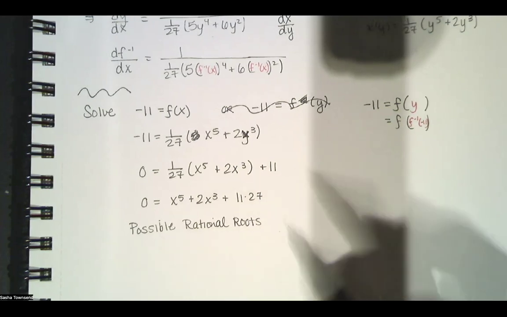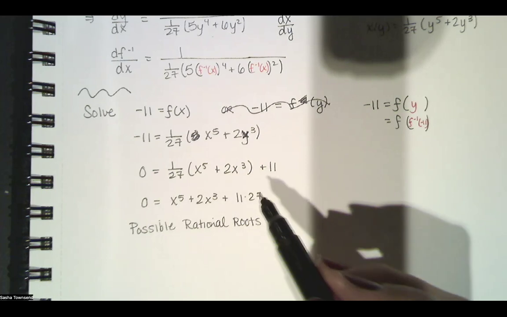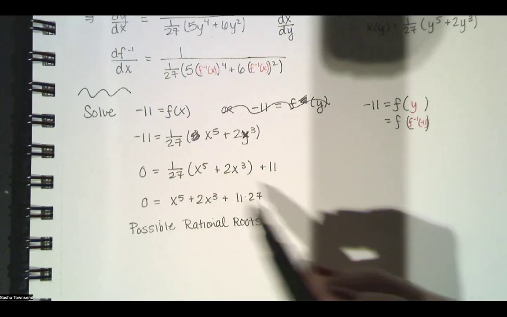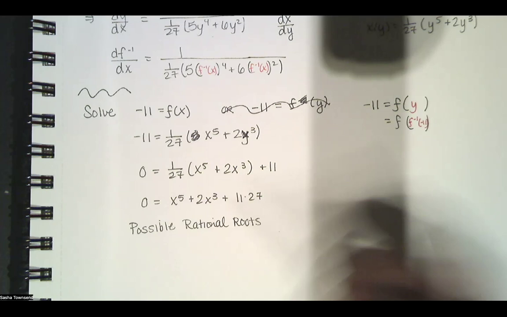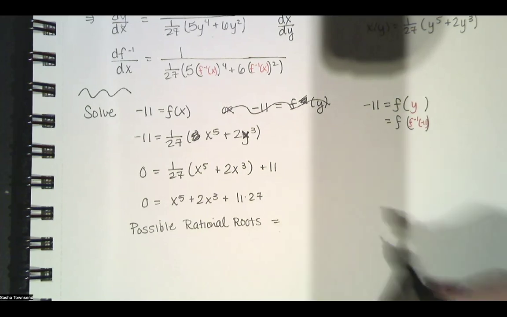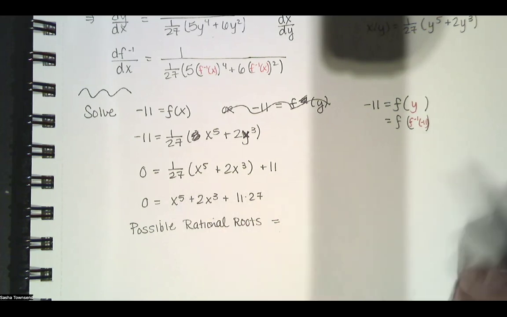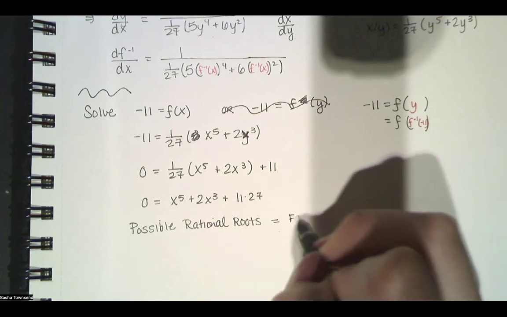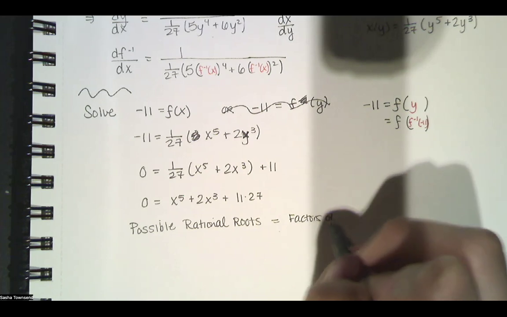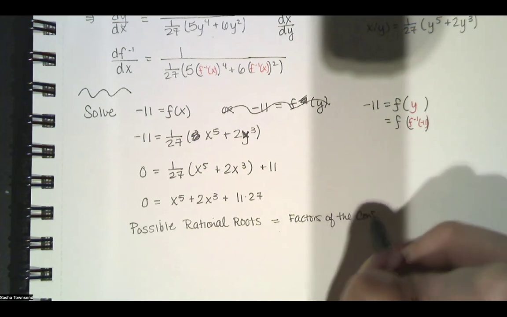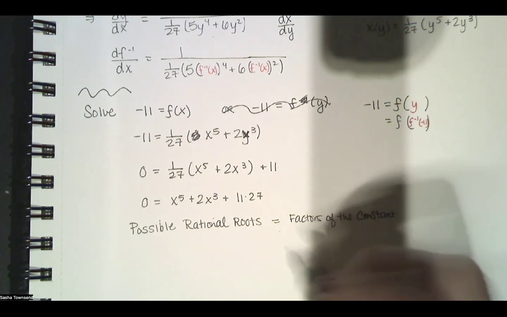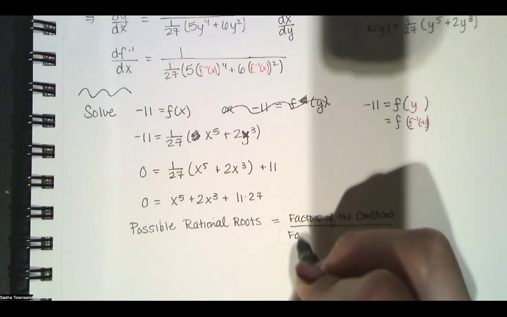So I've got a polynomial equation. I want to know what the roots of that polynomial equation are. Again, roots are just x values that cause a polynomial to be 0. And it turns out that the possible rational roots of a polynomial equation with rational coefficients are given by the factors of the constant term divided by factors of the leading coefficient.